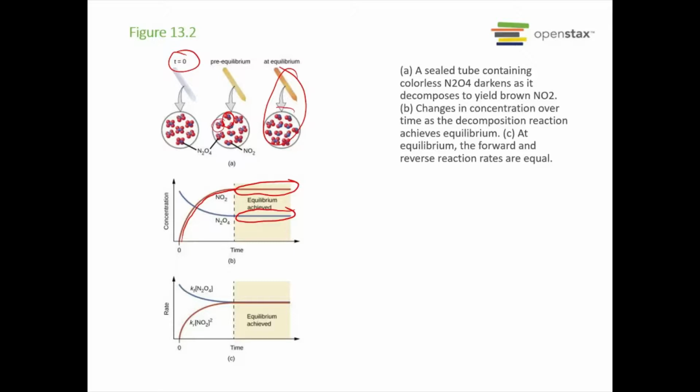Graph C is also showing equilibrium, but this is looking at it in terms of the rates of the reactions. So you see their individual rate equations, Kf times N2O4 versus Kr for the reverse times NO2 squared. And you can see these rates changing until eventually they hit equilibrium, and those graphs are right on top of each other, showing that the rates are equivalent.